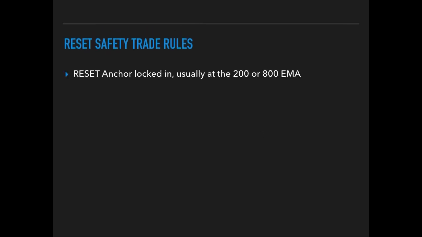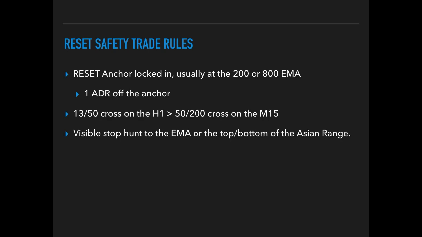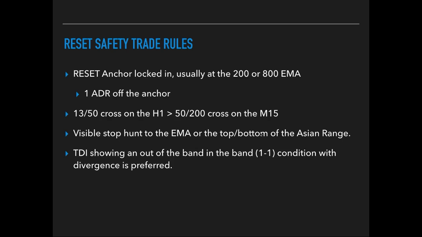You're going to have a reset anchor locked in, usually at the 200 or the 800 EMA, like I just discussed. You're going to have one ADR move off the anchor. You're going to have a 1350 cross on the H1, and a 5200 cross on the M15. You're going to have a visible stop hunt to the EMA or the top and bottom of the Asian range, and you're going to have the TDI showing an out of the band, in the band condition with divergence, which is preferable, but TDI has to confirm.